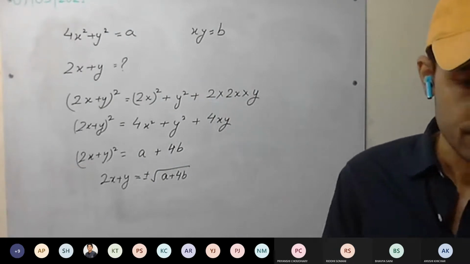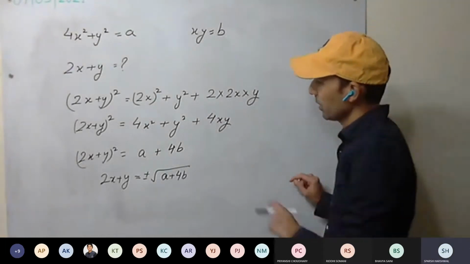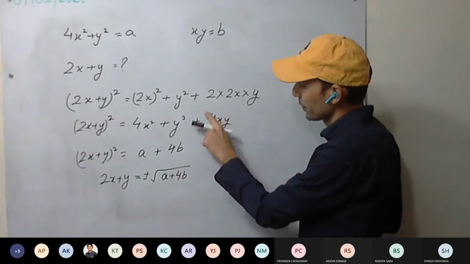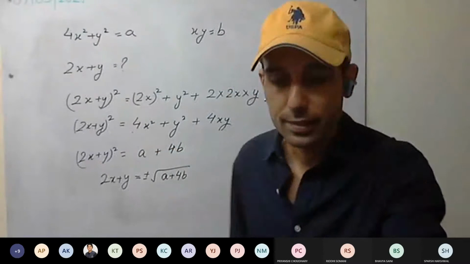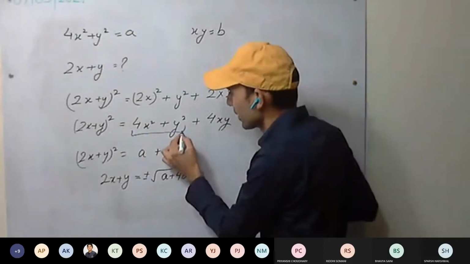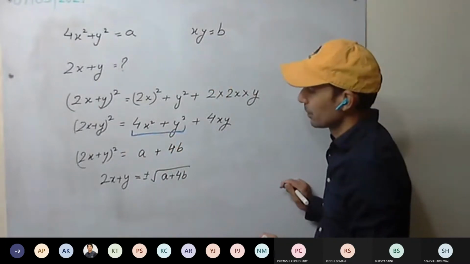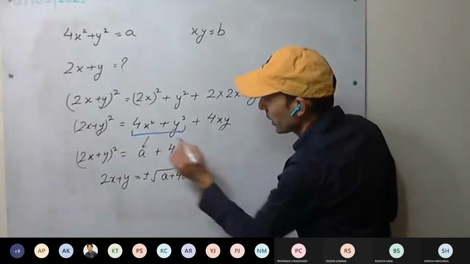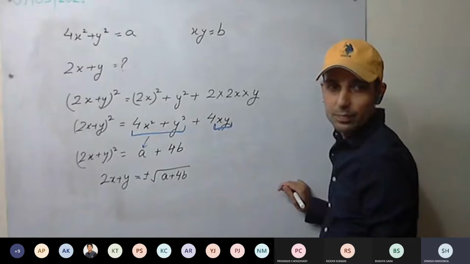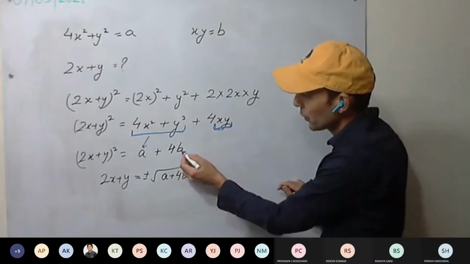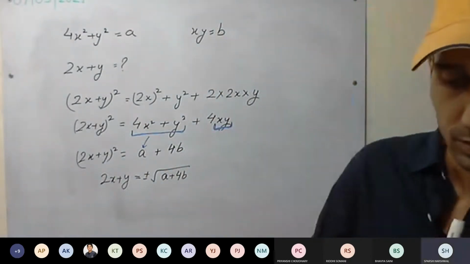This is clear? Sir, how did this a + 4b come? Okay, you tell me. What is this? 4xy. Okay, what is the value of 4x² + y²? Read the question properly. A. So we have put a. What is the value of xy? B. So b is to be multiplied with 4, that is 4b. Now, understood? Yes, sir.